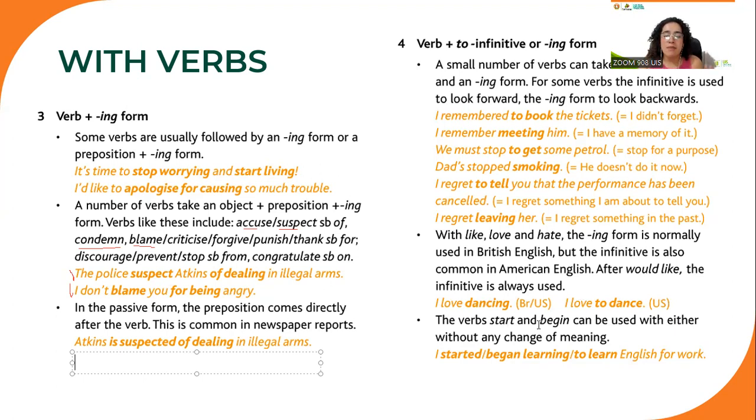The verbs start and begin can be used with to or with ing. El verbo start y begin. I started learning o I started to learn English for work. En este caso, ambos son posibles, no cambian ni el significado de ninguna manera, ¿ok? Entonces, estos sí los debemos tratar de memorizar. El remember, el stop y el regret cambian su significado si usamos el to o si los usamos con ing, ¿ok?